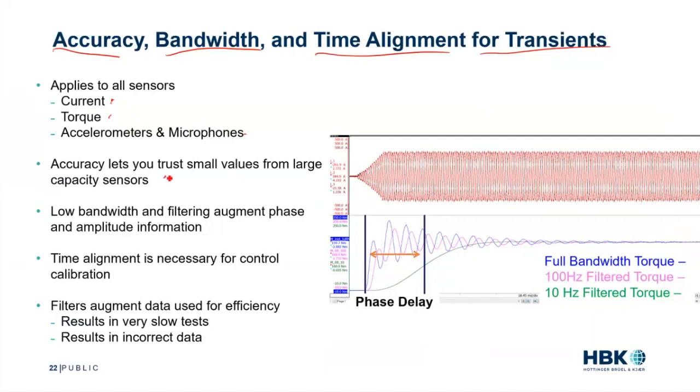Accuracy lets you trust small values on top of large signals. Low bandwidth and filtering will augment your phase, as we see in this example. If I apply a filter, I'm really augmenting my phase, and I'm augmenting my amplitudes. So for things like torque ripple, this is really important. Time alignment is necessary for things like control calibration. So these are all really considerations we need to make with our sensors, with our acquisition systems, when we're looking at these very small changes like torque ripple. We want to have the highest accuracy and bandwidth in both our sensors and our acquisition, and we want to understand how we're acquiring things.